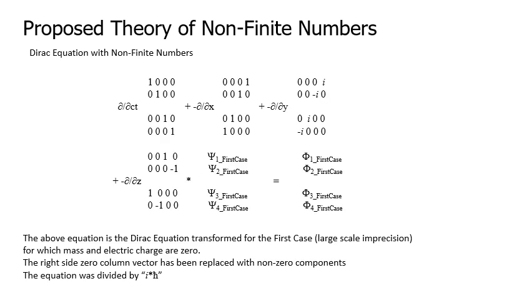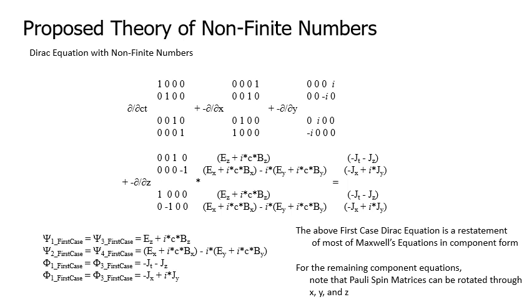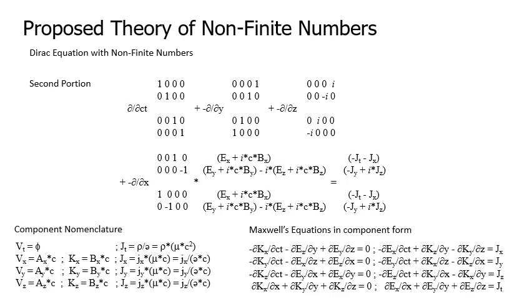This is the Dirac equation written for mass and electric charge equal to 0, and with a column vector of zeros on the right replaced with non-zero quantities. This is the Dirac equation for the large scale and precision. This is the same Dirac equation for large scale and precision, but with electric and magnetic field components substituted into the Dirac spinor, and with electric current density components substituted into the right spinor. The Pauli spin matrices correspond to X, Y, and Z, but uniquely so. And for a complete mathematical model of electromagnetic fields, all three rotations of Pauli spin matrices are needed.